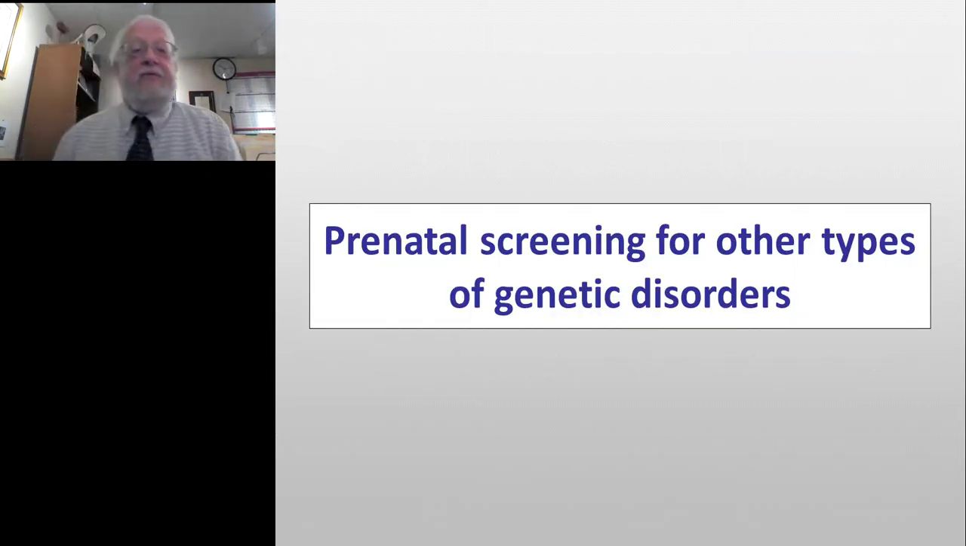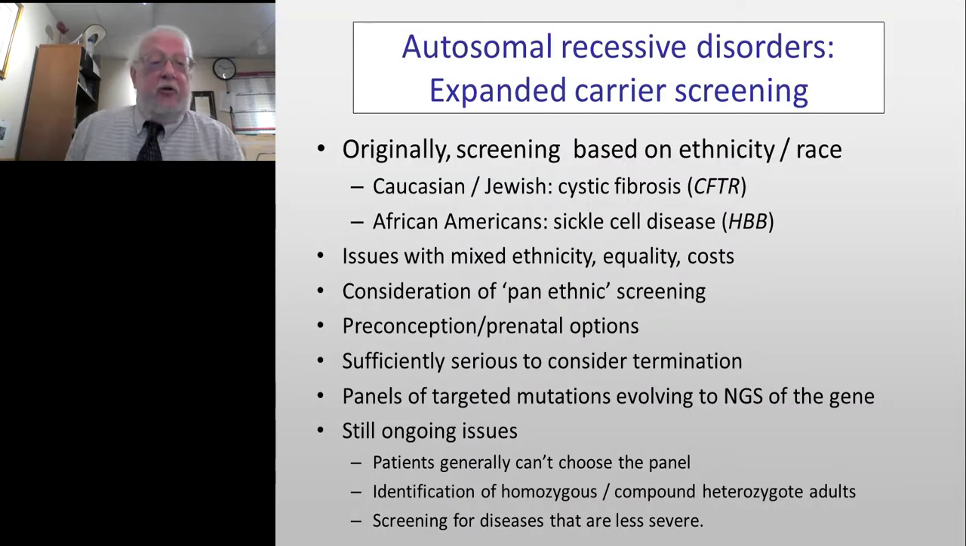Now, what about other types of genetic disorders? Autosomal recessive disorders. Well, as you know, historically, these were race or ethnicity based. Caucasians and Jewish populations were tested for cystic fibrosis, the CFTR gene. It's really quite common. And African Americans and Asians sometimes for sickle cell disease. But then there was a question of, well, what about mixed ethnicity? Although cystic fibrosis is more common in Caucasian and Jewish populations, it still occurs in other populations.